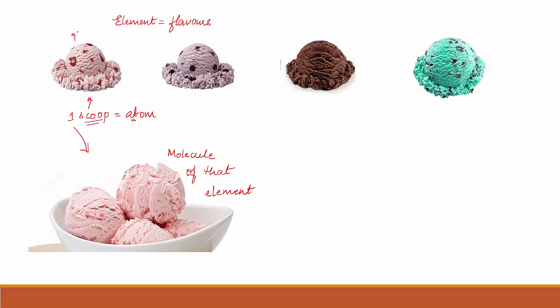So if this strawberry is hydrogen, this is oxygen, this is carbon, and this is, let's say, sulfur, these are different elements and these are atoms of that particular element. It's the smallest particle that you can get in that element. So if we are adding all of H or all of strawberry ice cream scoops in a cup, you're getting a molecule of hydrogen.